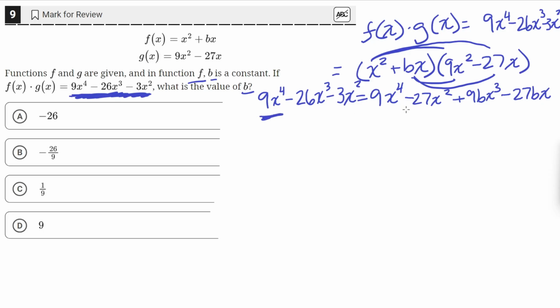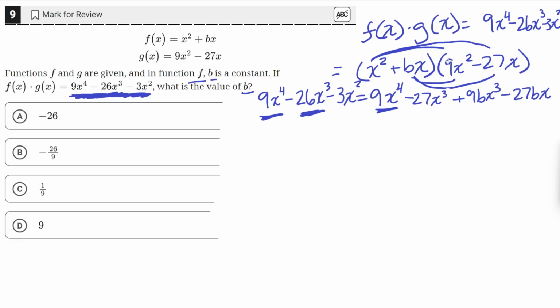So what we can do is just match the corresponding like terms with each other. So on the left-hand side, we have the 9x to the fourth on both sides, and then on the left-hand side, we have negative 26x cubed. But on the right-hand side, I made another error right here. This should be negative 27x to the third, x squared times x, the powers add to be 3. Let's just make sure I didn't make any other ones.